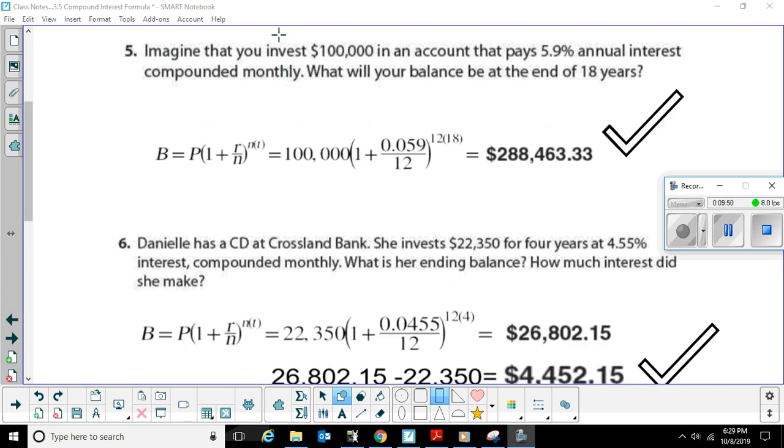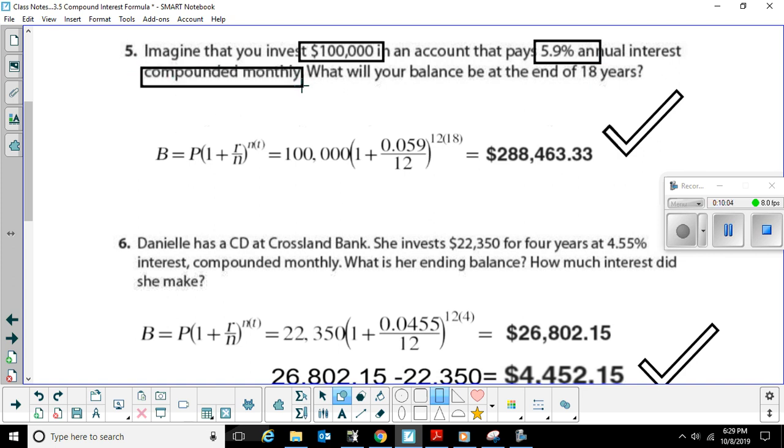All right, example 5. So imagine you have $100,000. You want to put it in an account that's going to pay you 5.9%, and you agree to have something that's going to be compounded, not daily, but monthly. What will your balance be at the end of 18 years? So at the end of 18 years, what do we have to work with?